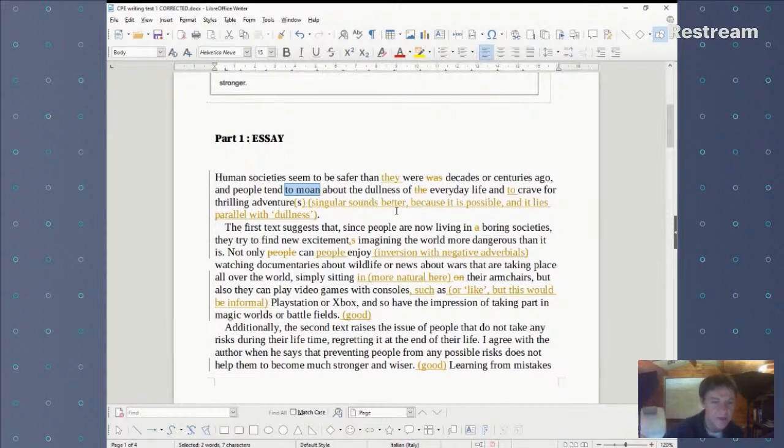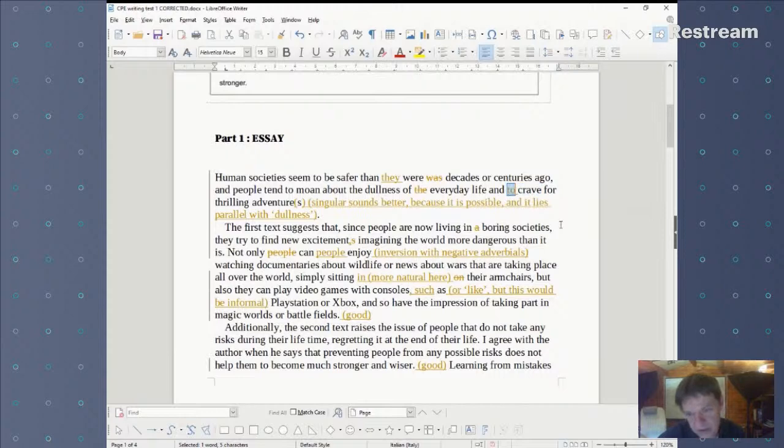And I'm going to quickly explain what happens if you don't put that to in there, why it's worse style, yeah, why it's not so clear. So if we miss the to, we get people tend to moan about the dullness of everyday life and crave. And the problem with crave is it starts to sound like the second thing in a list of everyday life and crave. Suddenly it's not clear that this is a verb.